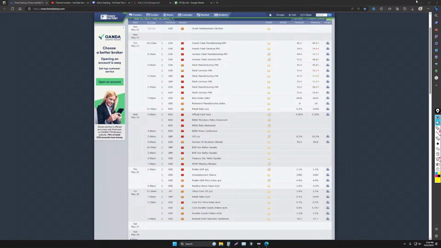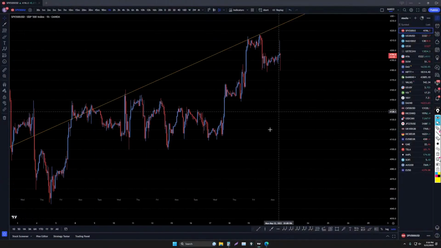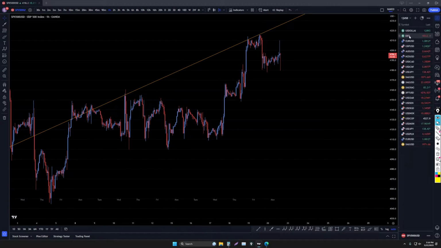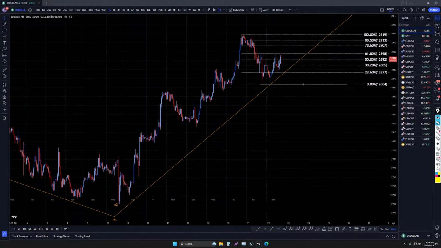So we are expecting the dollar to continue. I'm expecting the dollar to end up continuing its downtrend, so maybe it will end up doing that by the end of the week.